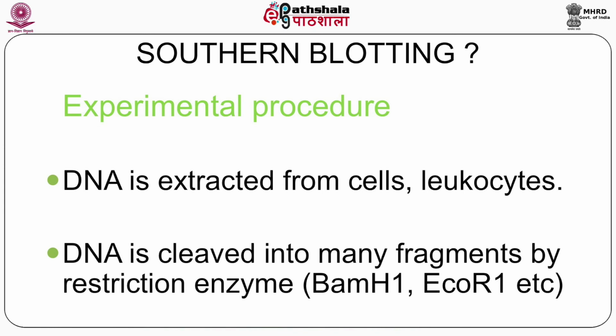So, the first step is extraction of the DNA from cells, any kind of cells, leukocytes or any other cells. After the DNA has been extracted, it is cleaved into many fragments by certain restriction enzymes. This is pretty much a random cleavage. You are using any one of the restriction enzymes to chop the DNA into smaller pieces. What is the reason for that?